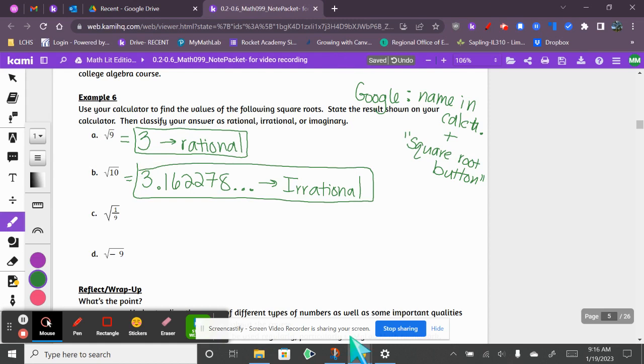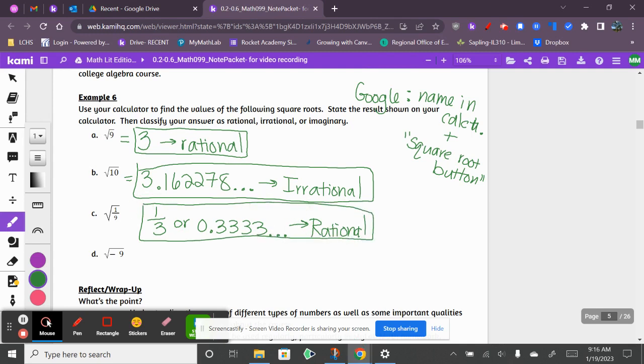For this one, if we type in a fraction into our square root, we end up with 1/3 or 0.3 repeating. It can be written as a decimal with a nice clean pattern. It's just 3 repeating. and it's written as a fraction. So either way here, we have a rational number.